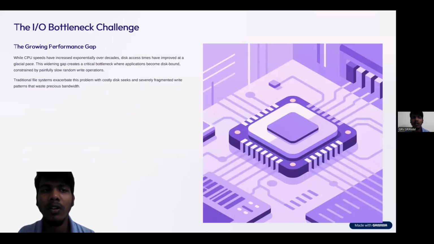The I/O, or input/output, bottleneck challenge here is the growing performance gap. While CPU speeds have increased exponentially over decades, disk access times have improved at a glacial pace. The widening gap creates a critical bottleneck where applications become disk bound, constrained by painfully slow random write operations. Traditional file systems exacerbate this problem with costly disk seeks and severely fragmented write patterns that waste precious bandwidth.